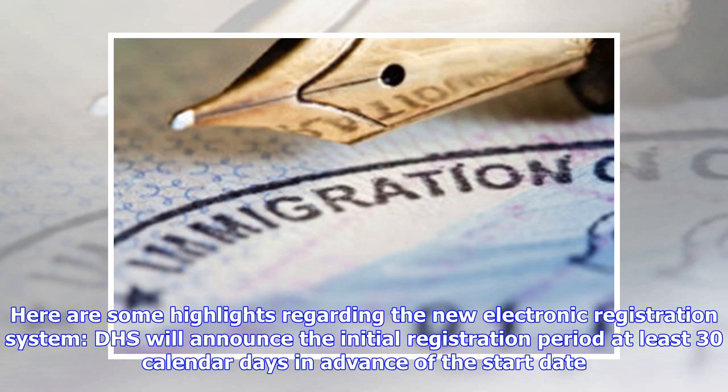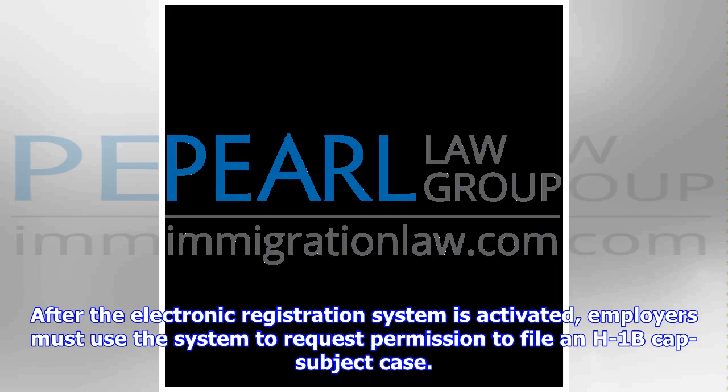Here are some highlights regarding the new electronic registration system. DHS will announce the initial registration period at least 30 calendar days in advance of the start date. After the electronic registration system is activated, employers must use the system to request permission to file an H-1B cap subject case.